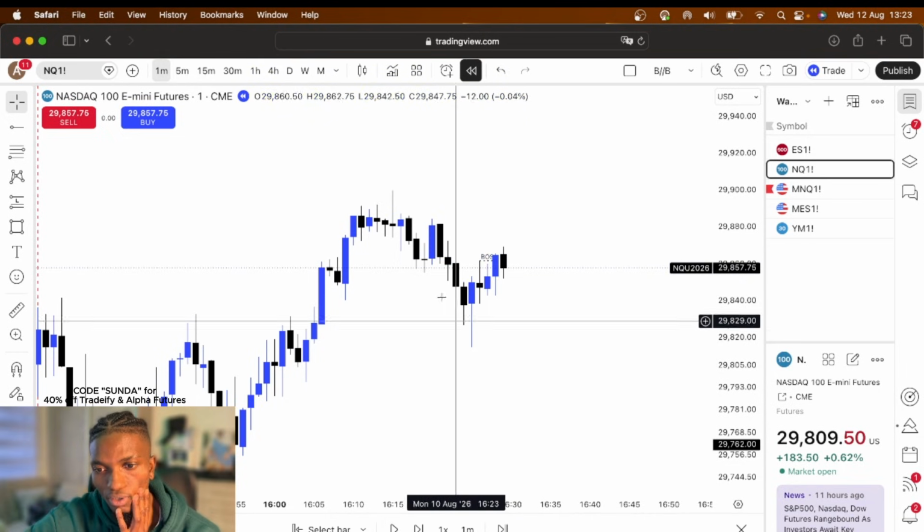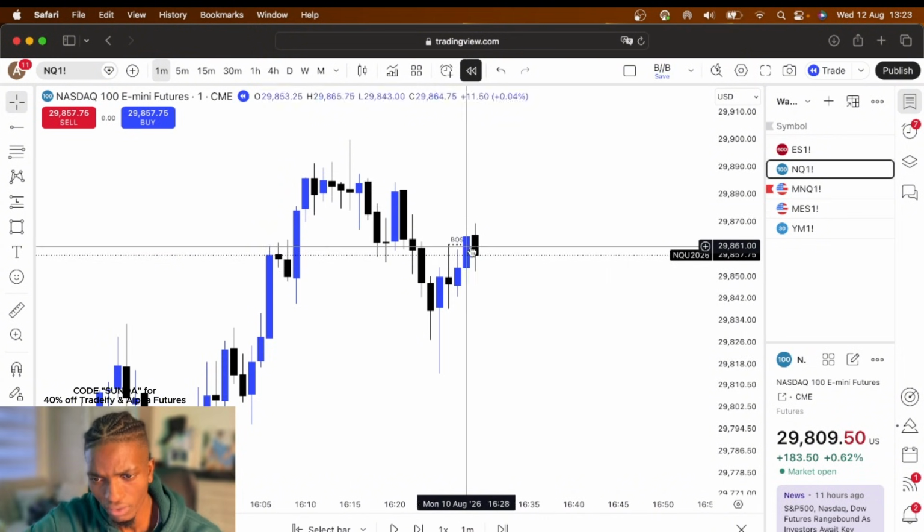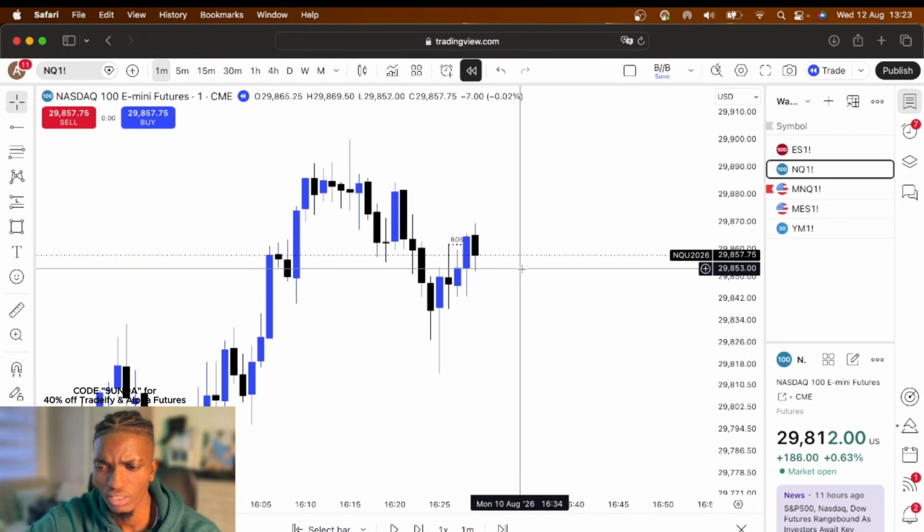So it was red, but this was a tiny fair value gap. We're not gonna use that because it's small. So we have this break of structure up here. What about ES?